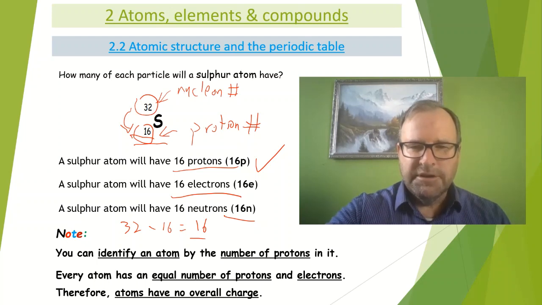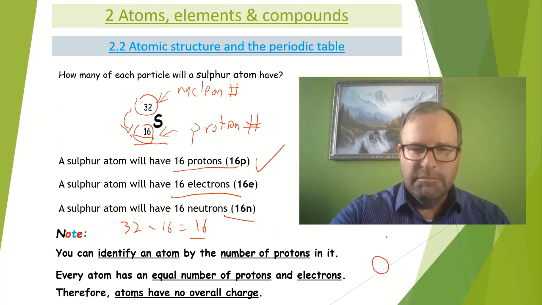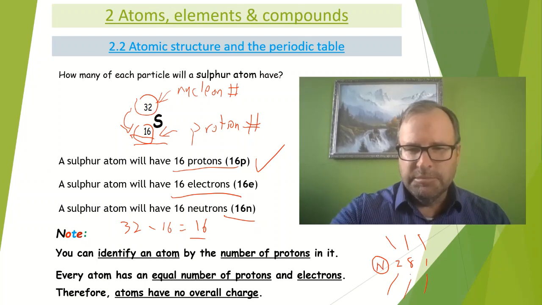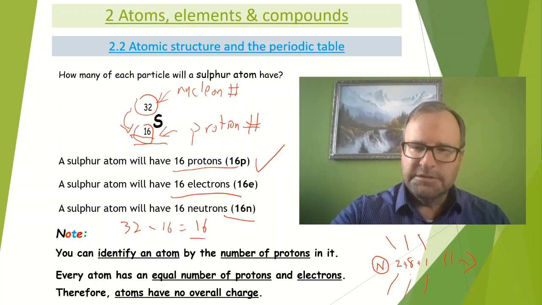You can also identify an atom, if I just draw something here, by looking at the number of electrons. So if we had 2, 8, 1 here, and that's a nucleus, I'll just say capital N, not for nitrogen. You just add those up, 2 plus 8 plus 1, that's number 11. And if you have a look at that, the number of electrons is 11, the number of protons is 11, so therefore that is sodium.